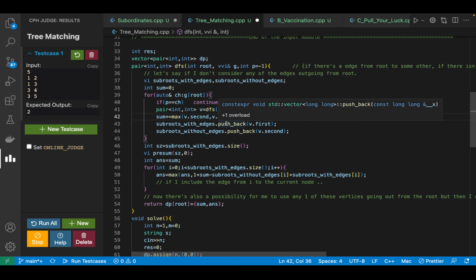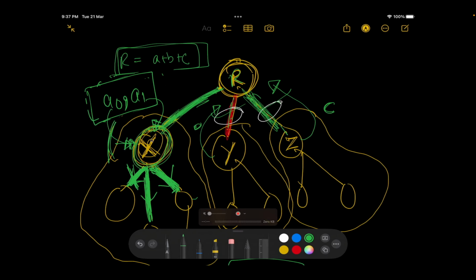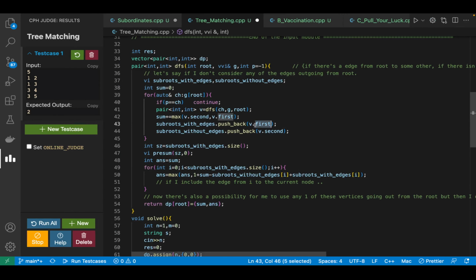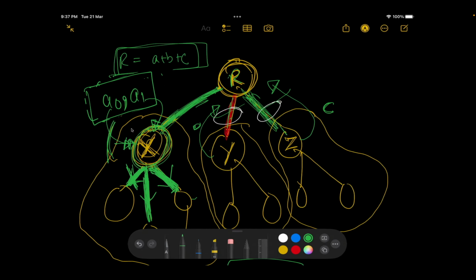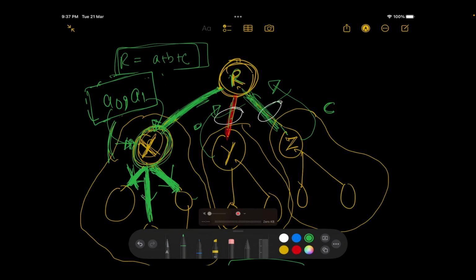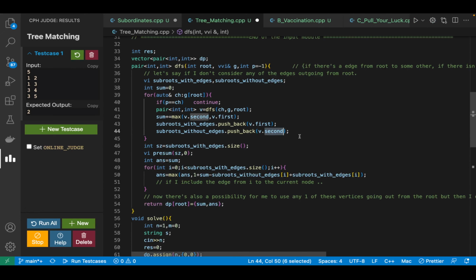Then, if I do consider the edge, so if X is considering one of these edges, then what is the value I get? I'll store that. So v dot first, the first element over here, contains that value. And the second is subroot without edges. If X is not considering any of these edges, then that value would be stored in v dot second. I'll store that in this particular vector.